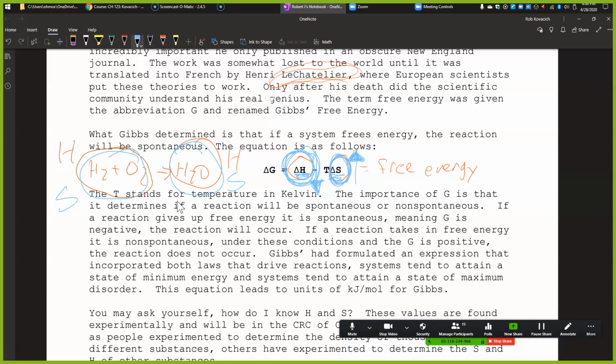Is it also a change in temperature, or is it just a change in entropy? It's not a change in multiplied by temperature. It's the changes that are occurring at this particular temperature. You can change the temperature and change the effect, but you only do this calculation at a given temperature. Then you can change the temperature and do it again if you want.